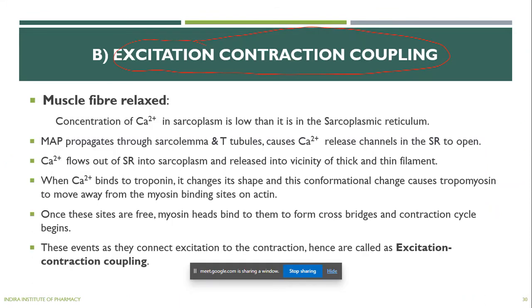The second part of the sliding filament mechanism is excitation contraction coupling. What does excitation contraction coupling mean? We are connecting the excitation that happens in the muscle with the contraction. We are actually connecting the events of the neuromuscular junction with the contraction cycle. The point where the muscle action potential gets generated in the muscle, we are trying to connect it with the contraction that happens in the muscle.